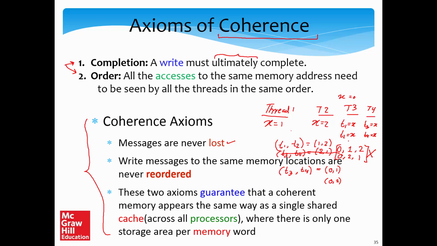But mind you, 0, 1, 2 and 0, 2, 1 are not possible because one thread is saying that this write happened before this write. Another thread is saying that this write happened before that write. Both of them cannot be true, right? So I cannot say that I'm holding a pen right now and I'm not holding a pen right now, right? I can't say these things. These statements are contradictory. So one of them has to be correct. That's the reason this is violating the order axiom of coherence. Let's just use the word coherence for the time being.